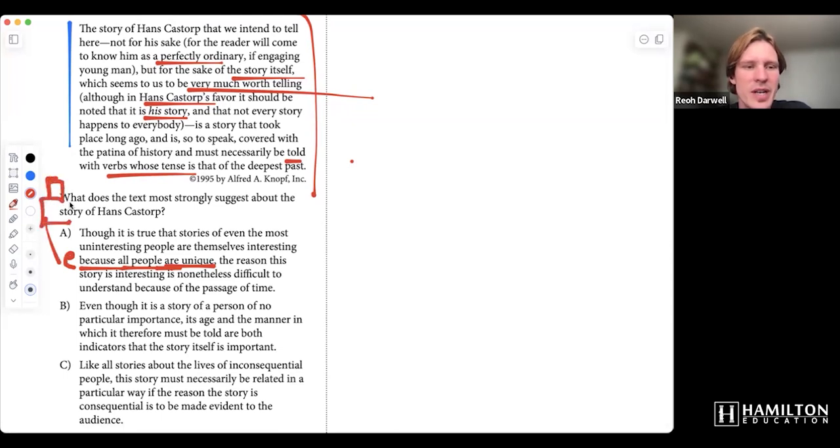If you're selecting this, it is a baggage distractor, okay? You might think everyone is an interesting person. You might think all people are unique, right? But does the text say this? And does this relate to Hans Castorp? Nowhere directly.